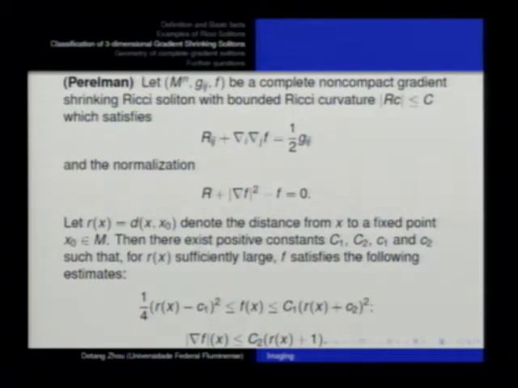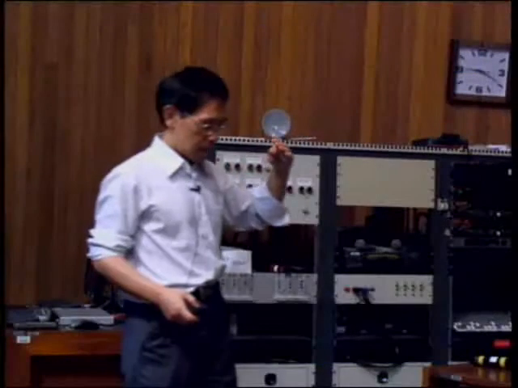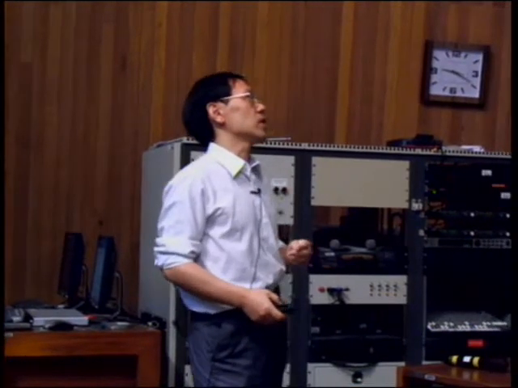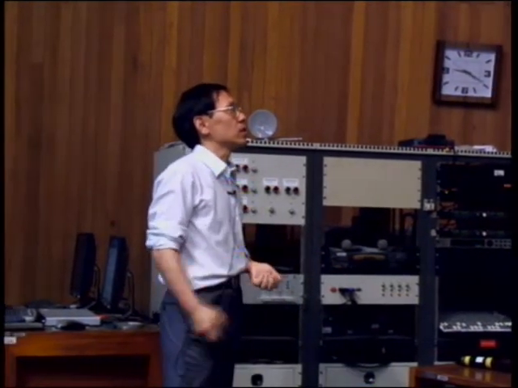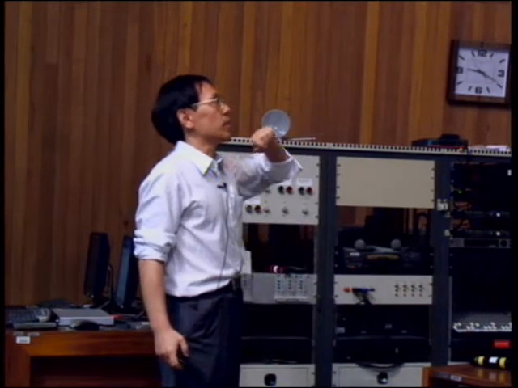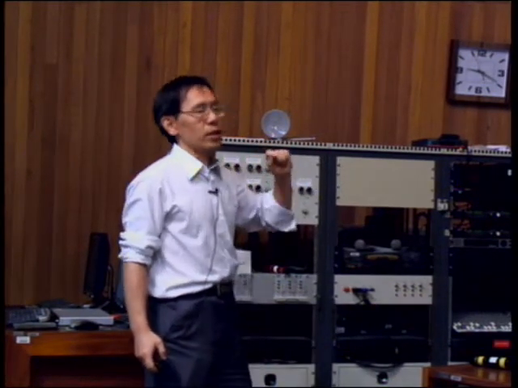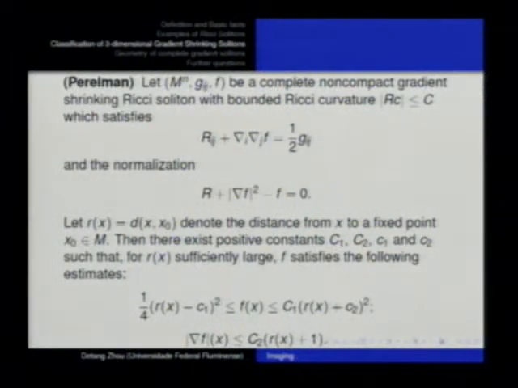The classification: I just mention some principal results in the line of the classification of three-dimensional gradient shrinking solitons. This lemma, proved by Perelman, is technically important in the proof. He proved that for a non-compact gradient shrinking soliton with bounded Ricci curvature, which satisfies, of course, this shrinking equation, and this normalization, I just normalize the constant to 1/2. Actually, it's not essential.